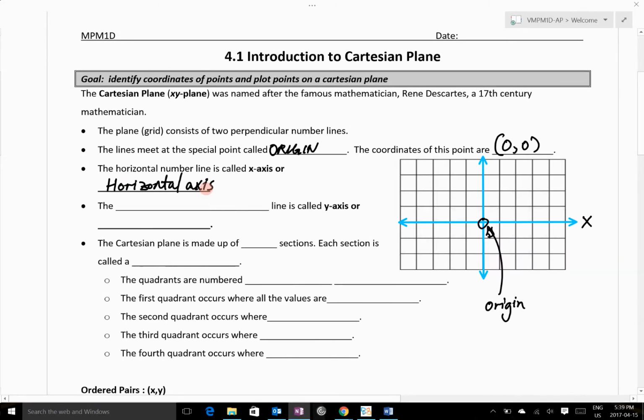Similarly, we can look at the other one, and we call that one the vertical axis. You know the numbers that are on this vertical line here. This is the vertical number line, and we also call this line the y-axis or the vertical axis. So I'm going to put in a y to show that this is the y-axis, and I'm going to write here for our note: the vertical number line is called the y-axis or the vertical axis.